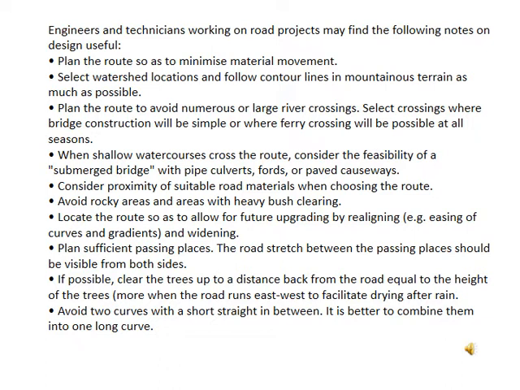Select a crossing where the bridge construction will be simple or where a ferry crossing will be possible in all seasons. So when we are designing a bridge crossing, we also need to allocate the simplest bridge crossing position. A crossing point is usually crossed by ferry, so that ferry crossing should be available in all seasons. When shallow watercourses cross the route, consider the feasibility of a submerged bridge with culverts or the base of a causeway. Consider the proximity of suitable road materials when choosing the road.